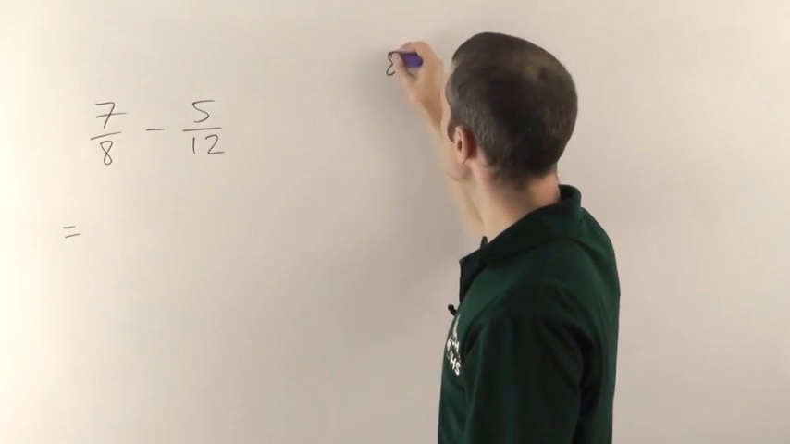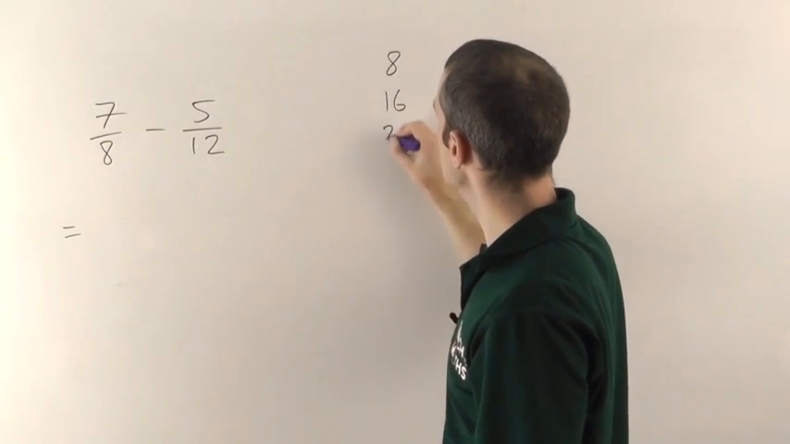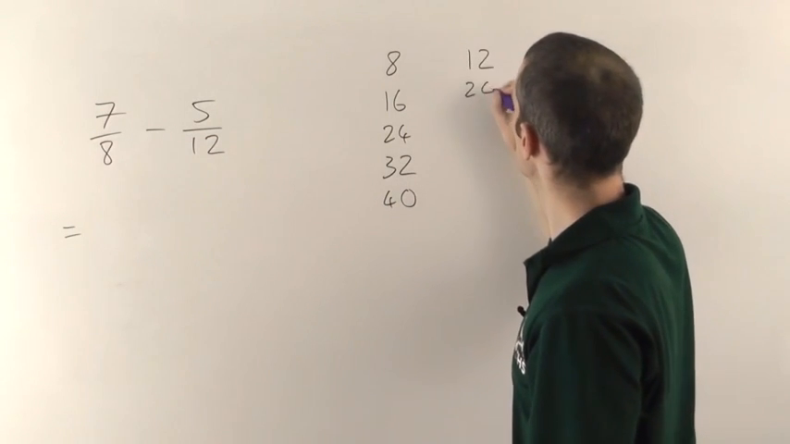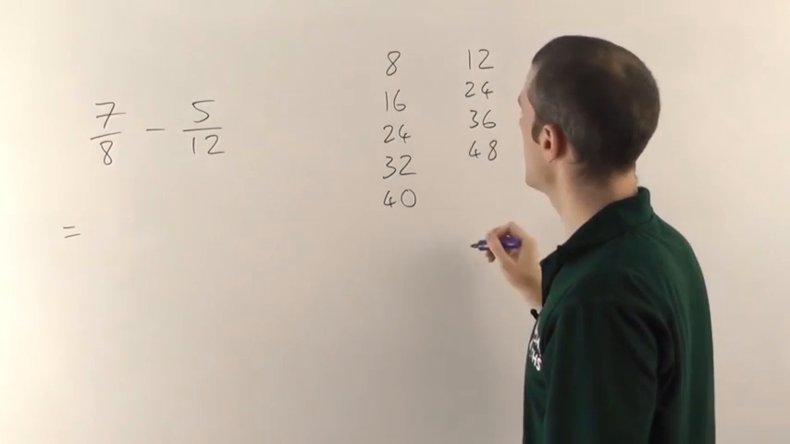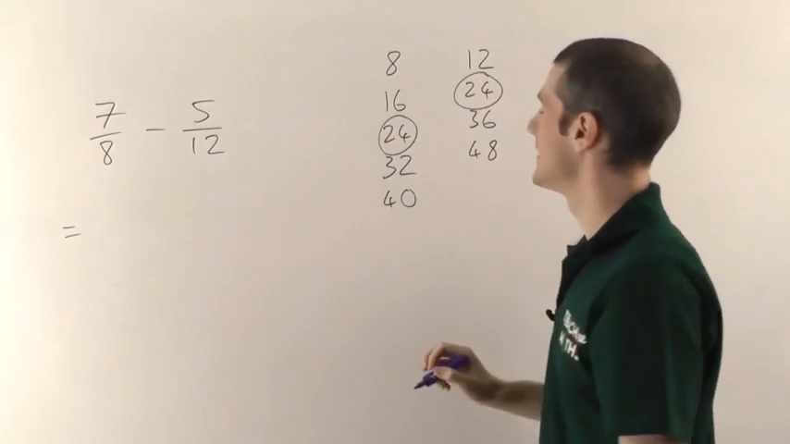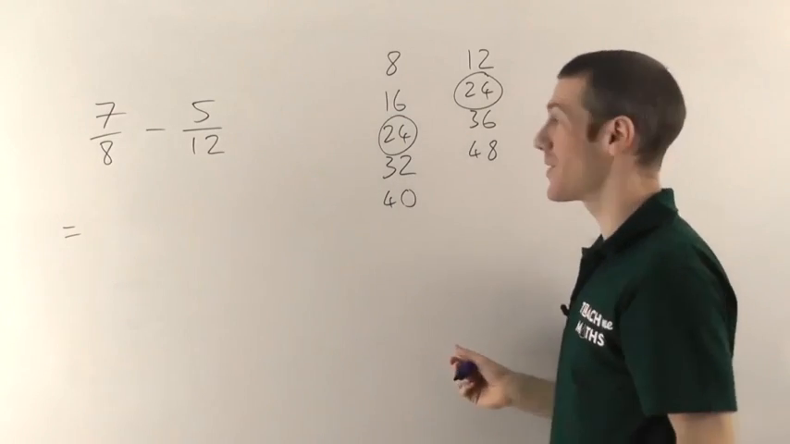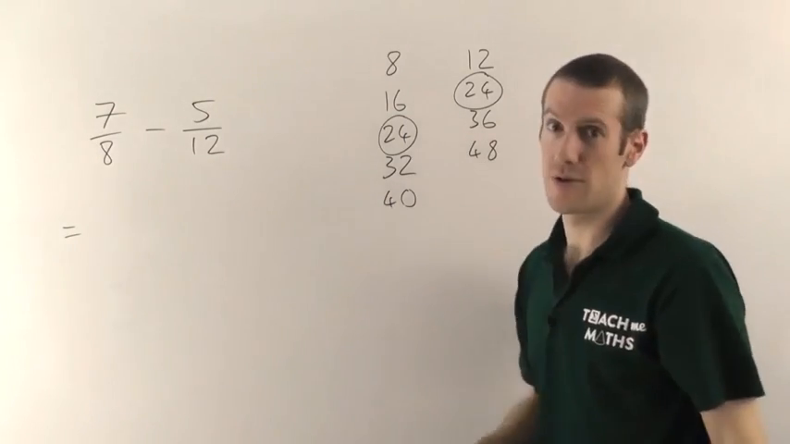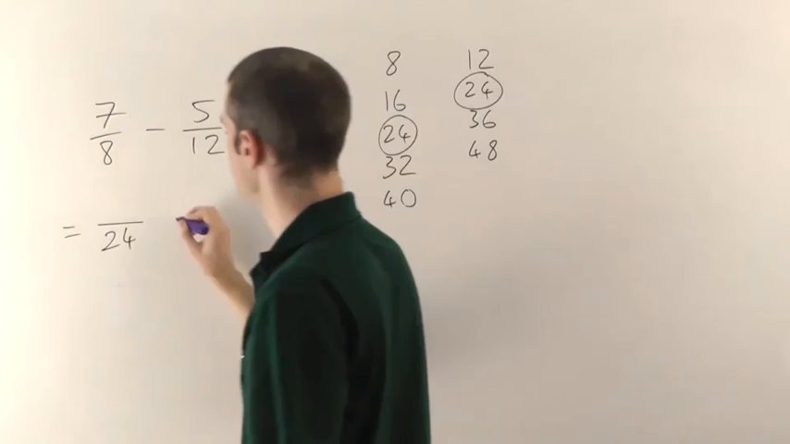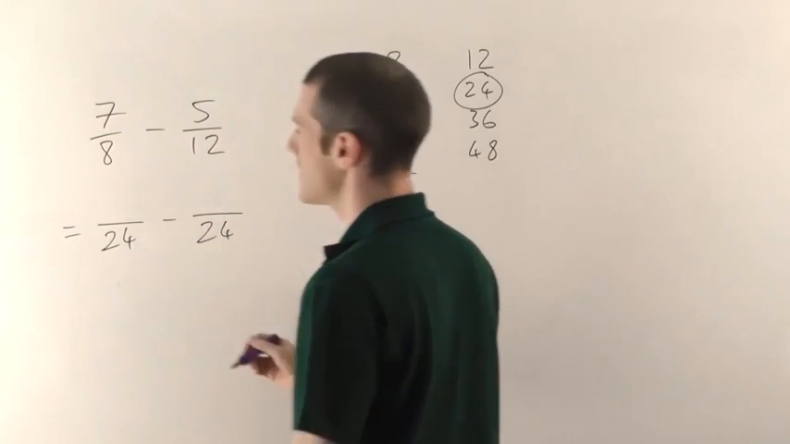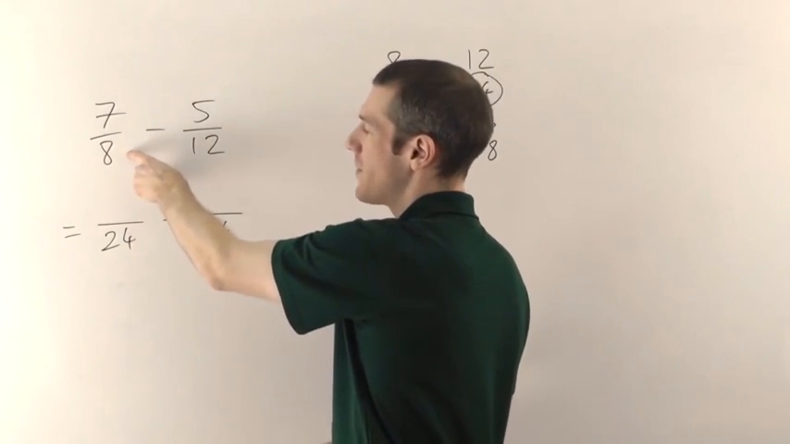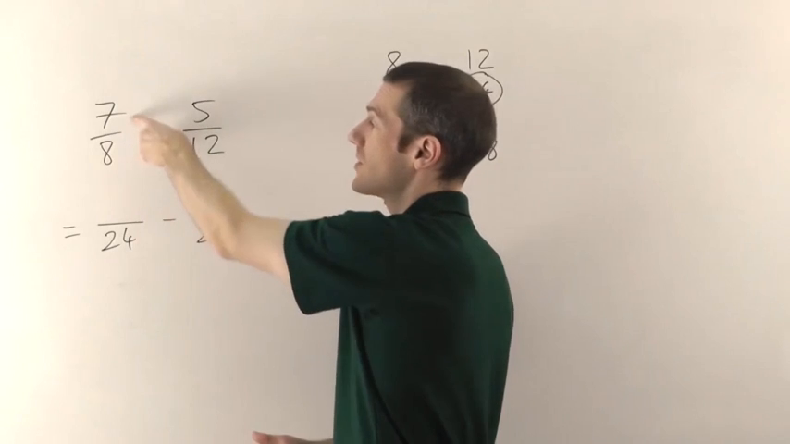So if I write out my 8 times table, 8, 16, 24, etc. And my 12 times table, etc. And we can see already 24 is in both times tables. Now if I carried on here, you'd find 96 is in both times tables as well, but 24 is a lot smaller than 96. So I'm going to rewrite both my fractions over 24. I then just have to work out what 7/8 would be over 24. Well, here I'm timesing the 8 by 3 to get 24, so I've got to times the 7 by 3 as well.